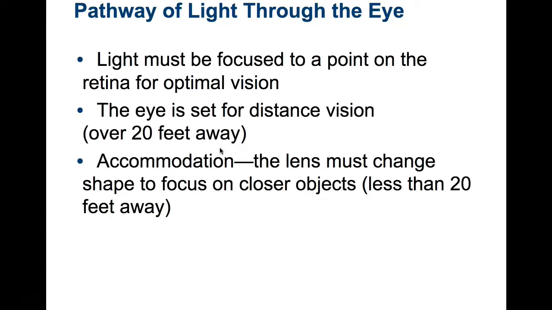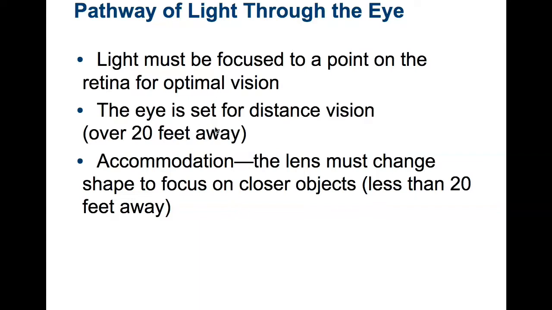All right, so for our eyes to be able to focus on something, we need to be at least 20 feet away, or at least that's what our eyes are set for without accommodations. In other words, when the lens is at its normal size, whatever it's supposed to be, we should be seeing that crystal clear just about at about 20 feet away.